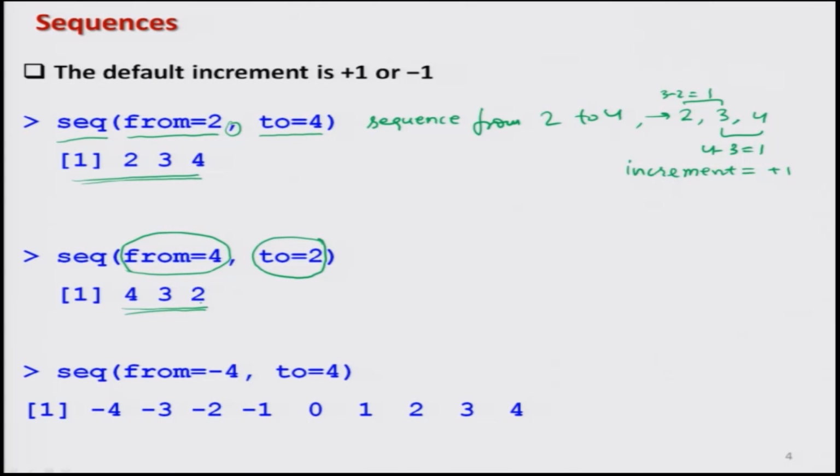Another thing I would like to show you is that the values taken in from and to need not be only positive integers; they can be negative integers also. For example, here I am trying to generate a sequence from -4 to +4. The default increment is going to be 1 unit. So, I get a sequence -4, -3, -2, -1 and up to 0, 1, 2, 3, 4. Let us try to see this example on R.